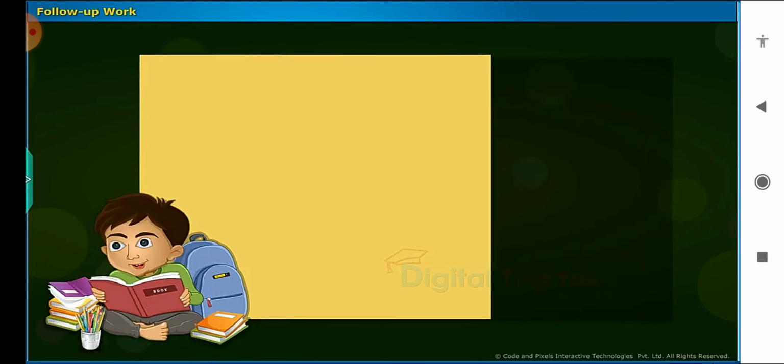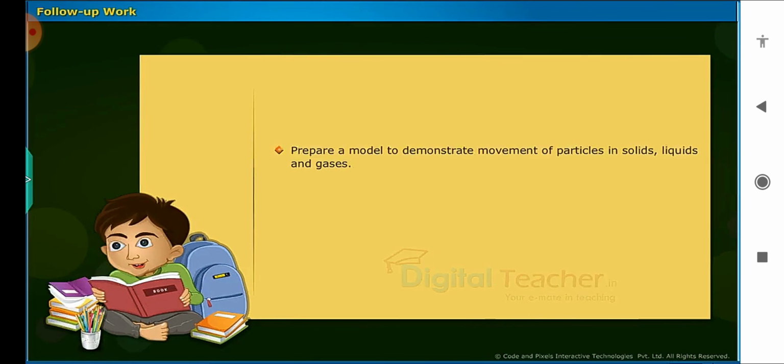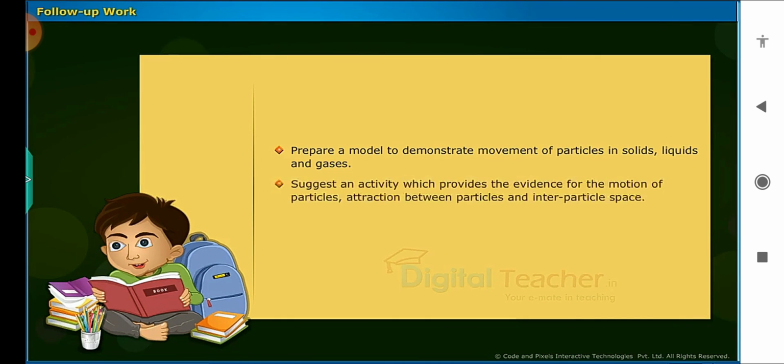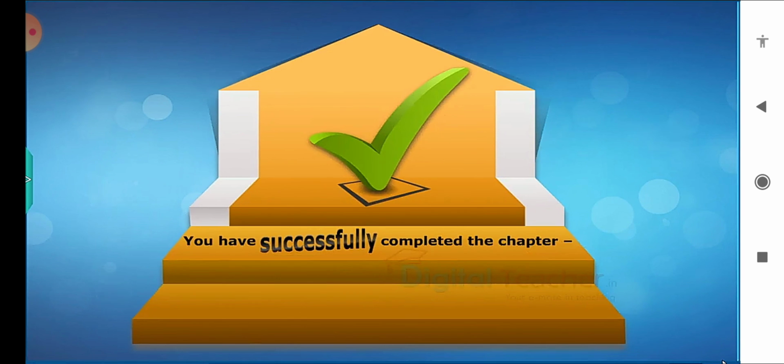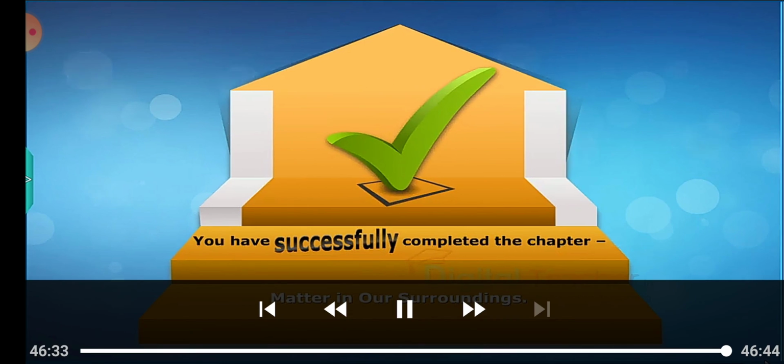Follow-up work. Prepare a model to demonstrate movement of particles in solids, liquids and gases. Suggest an activity which provides the evidence for the motion of particles, attraction between particles and interparticle space. You have successfully completed the chapter Matter in Our Surroundings.